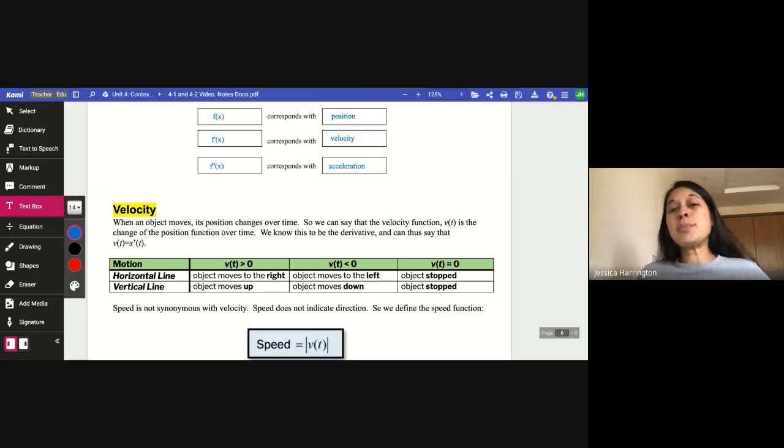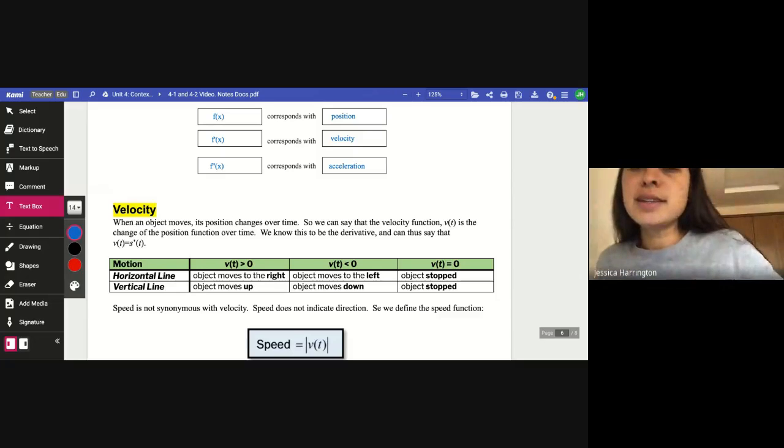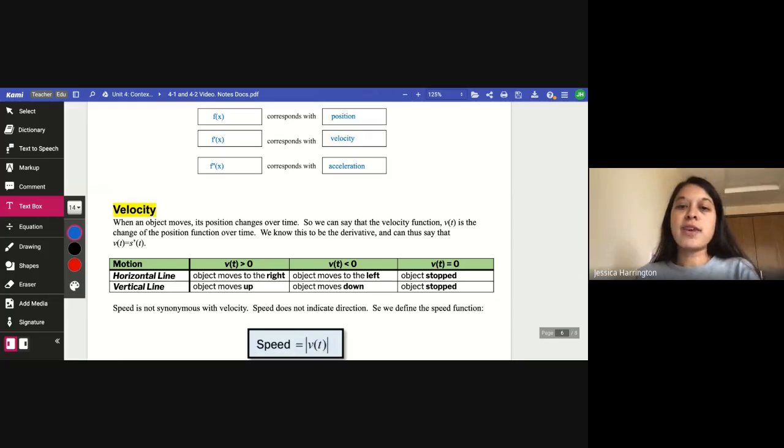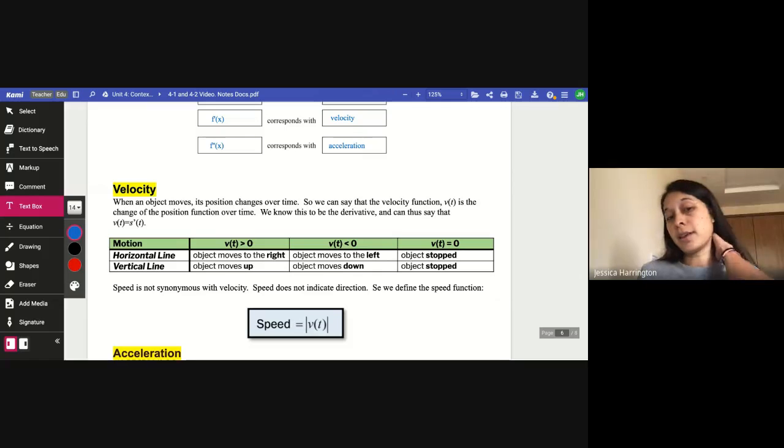Sometimes people confuse speed with velocity. Remember, speed doesn't indicate direction. Speed is just how fast it's going. It's the absolute value of velocity.